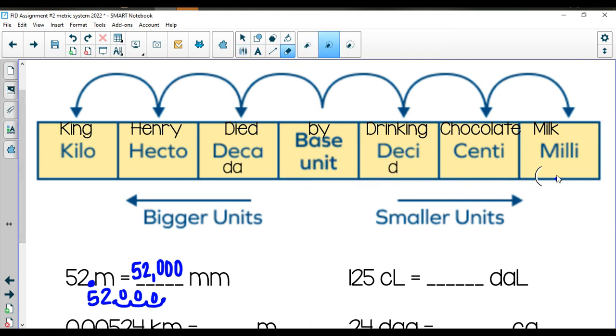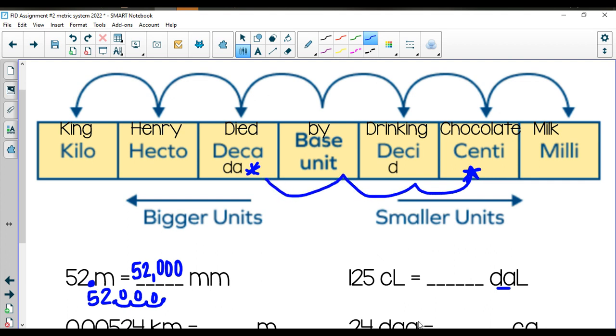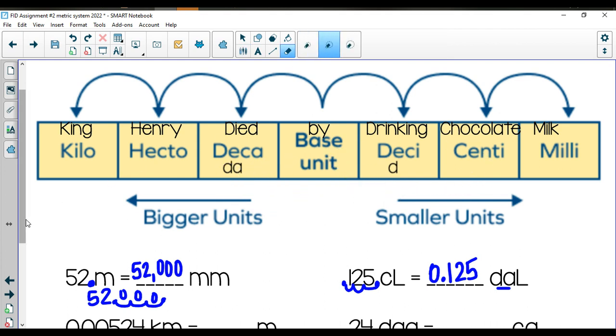For our next example, I'm going to erase this up here. We have 125 centiliters is equal to blank decaliters. Notice the DA that's right there. So at 125, we're right here at centiliters to start, and we're trying to go over to here. So we're going to have to move 1, 2, 3 spots to the left. My decimal point is right here on the end. So if I go 1, 2, 3 spots, it's going to go right here in front of the 1. Because I know I don't ever start off something with a decimal point, I put 0.125.